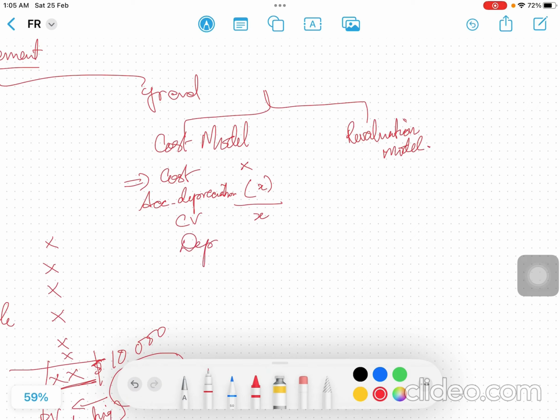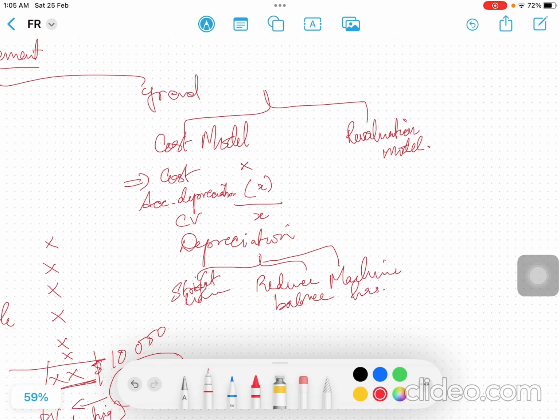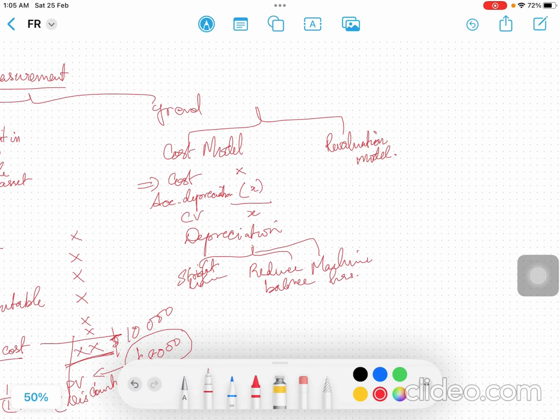Also, depreciation has three types. Number one is the straight line method. The second one is the reducing balance method. And the third one is the machine hours method. It is completely for the accountant to reason out which depreciation method he is going to use. If you are opting for the revaluation method, you consider the market value or fair value of the asset.